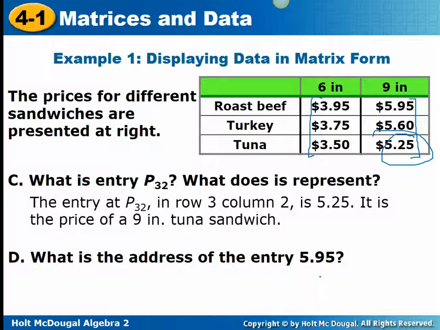The address of the entry 5.95, that's up here. So we can see that that's in the first row, second column.